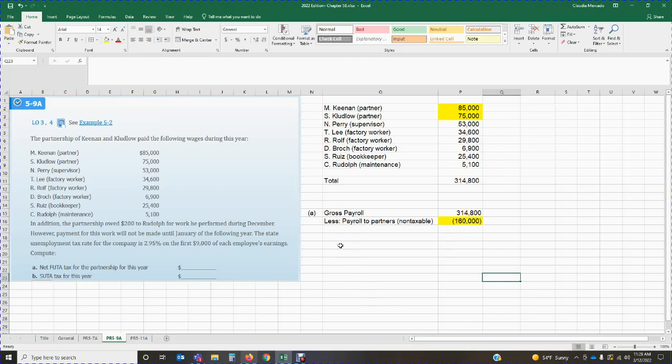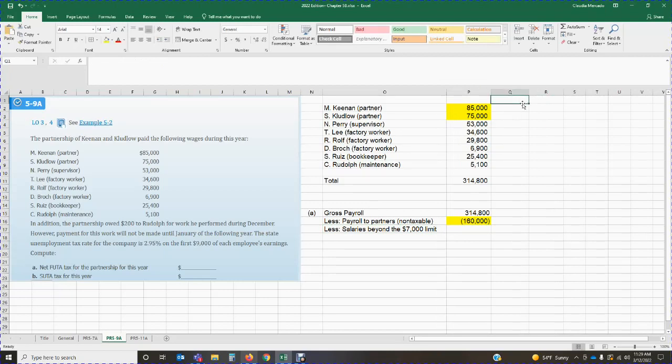Now we know that we need to pay FUTA on the first $7,000 of earnings. I'm going to deduct my salaries beyond the $7,000 threshold. Remember, we only pay taxes on the first $7,000. So up here I'm going to put my FUTA limit. My FUTA limit is $7,000, and I know that the partners are not liable for any FUTA, but the rest are. The rest of my employees, I'm going to pay taxes on the first $7,000.